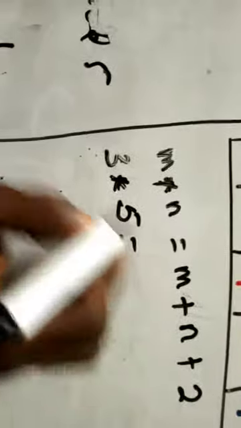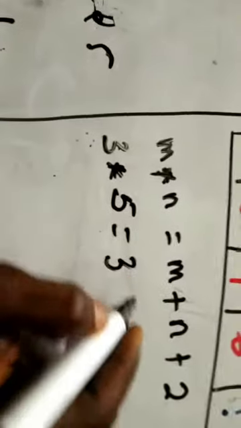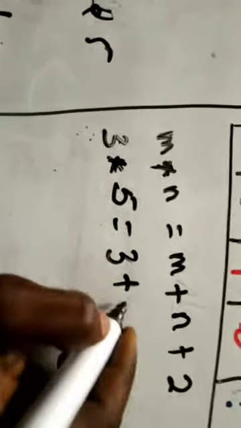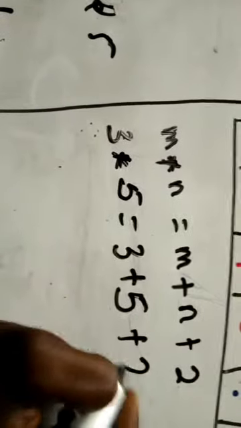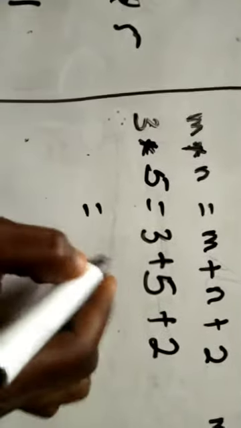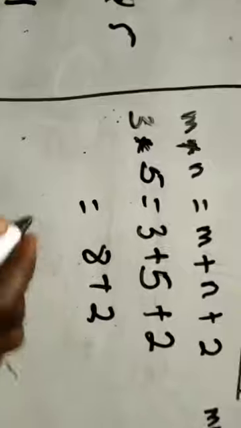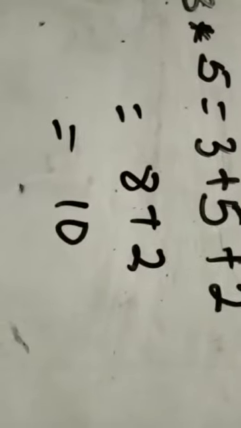So they say you should add the first one, which is the 3, plus what? The second one, which is the 5, plus 2. Right? So this one will be equal to 8 plus 2. The answer is equal to 10. Perfect. But remember, once again, in modular, we are not interested in the answer that you get.